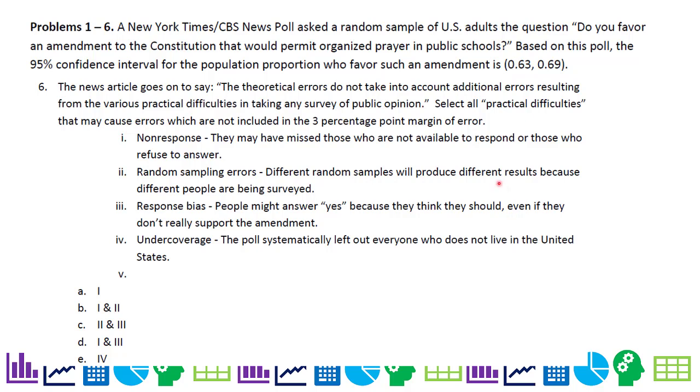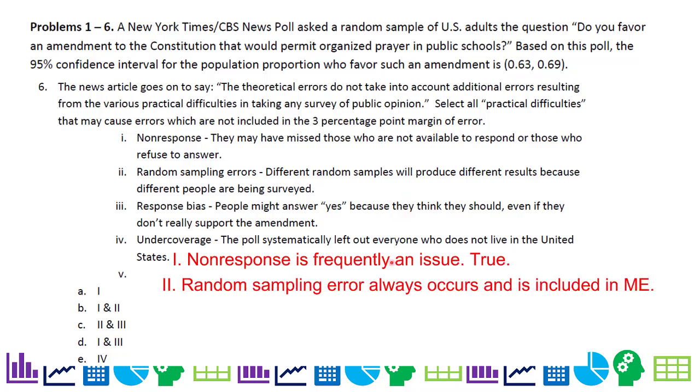So that's an important part. Notice it says not included in margin of error. So you got non-response. Yeah, frequently an issue. True. 2, random sampling always occurs. So it says different random samples will produce different results because these different people are being surveyed. Yeah, that's true, but that's actually included in the margin of error. That's the whole point, all right?